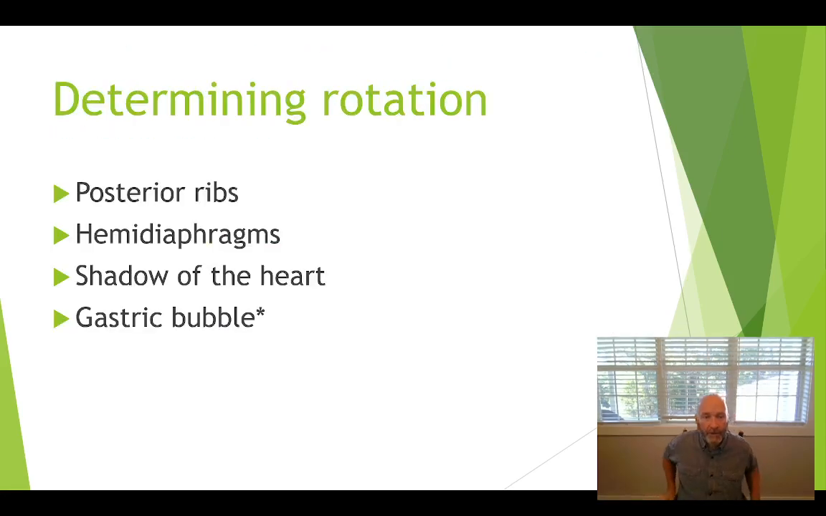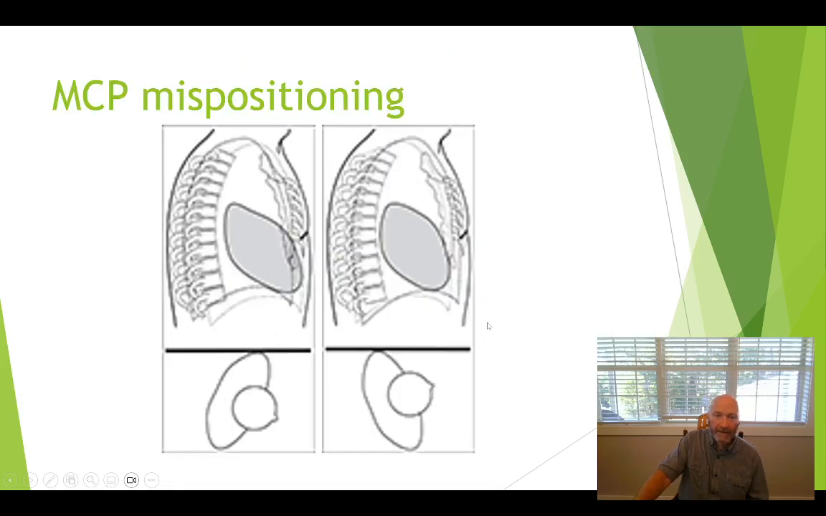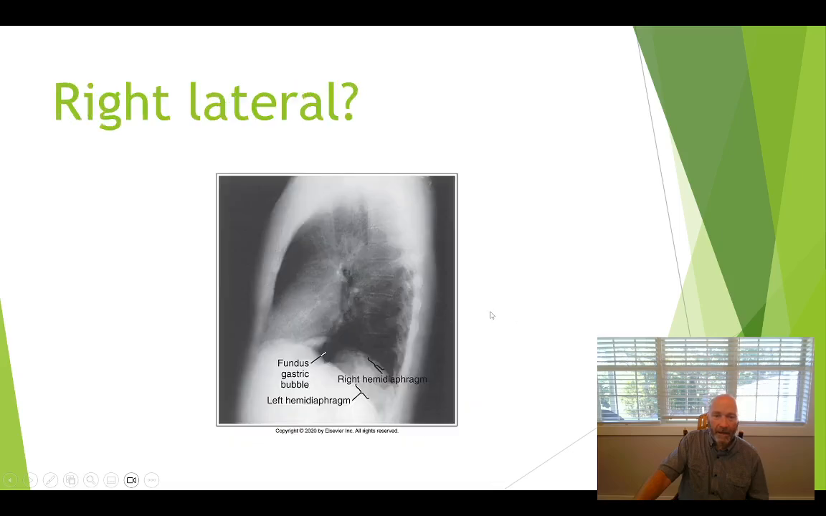There we go. So determining rotation, we're going to look at the posterior ribs, we're going to look at the hemidiaphragm, we're going to look at the shadow of the heart, and the gastric bubble is just the easiest thing to look at. So there's really not a whole lot left in this particular presentation to talk about.